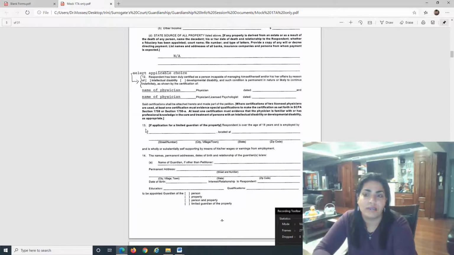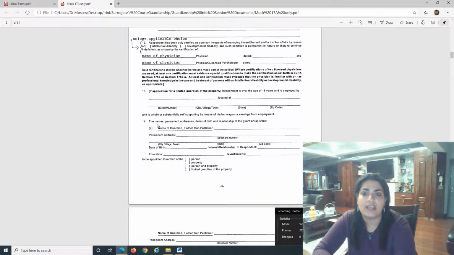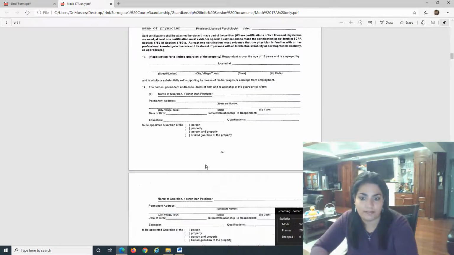Again, as you can see here, number 13, if this is for limited guardian of the property, chances are this is not. We rarely see this. Number 14, the names, permanent address, dates of birth, and relationship of the guardians are as follows. Name of the guardian if other than the petitioner. So if you're the petitioner and you're filling out this paperwork, you don't need to fill this part in right now, because the petitioner is asking to become the guardian. You don't need to fill this in. If the petitioner is completing paperwork and asking that somebody else be appointed the guardian, rarely happens, but it could, then this part would be filled in.